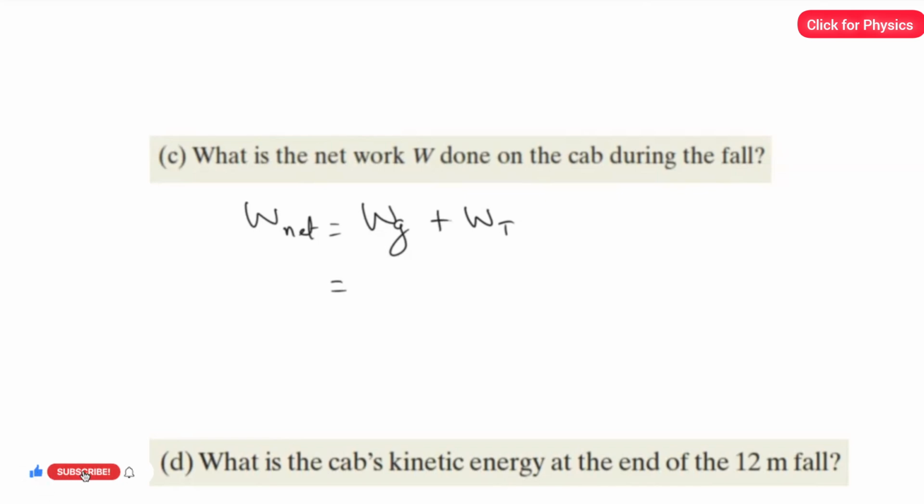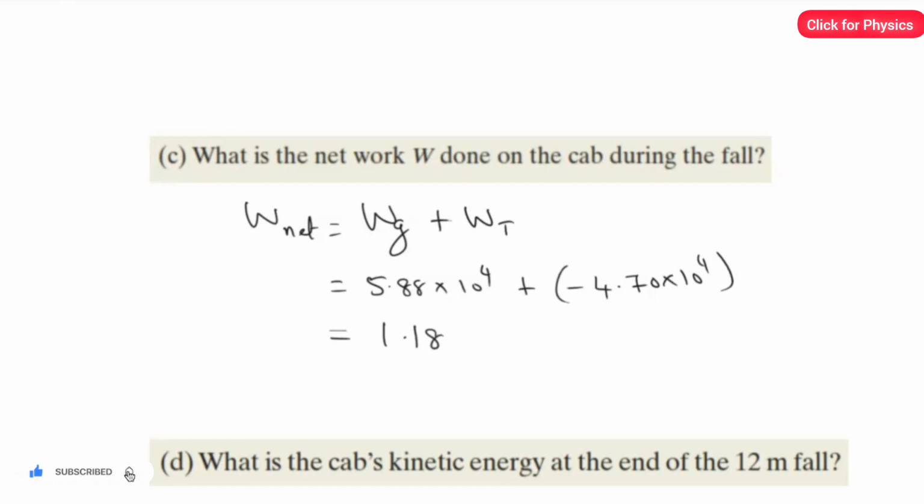Now I have to substitute the values here. The work done by gravity is 5.88 multiplied by 10 to the power 4, plus the work done by tension, which is minus 4.70 multiplied by 10 to the power 4. When you add these two numbers, plus into minus is minus, so we have to subtract this number. When you subtract, we get the answer 1.18 multiplied by 10 to the power 4 joules. So this is our net work done.